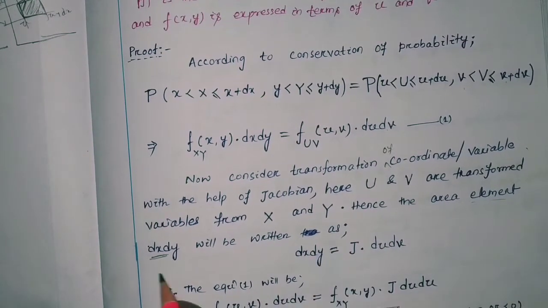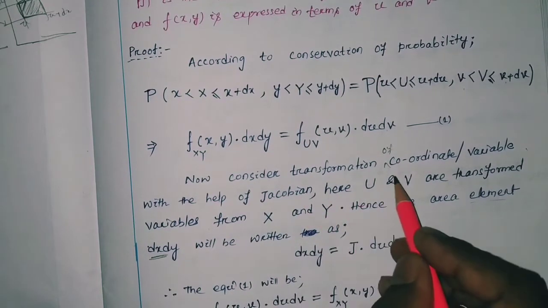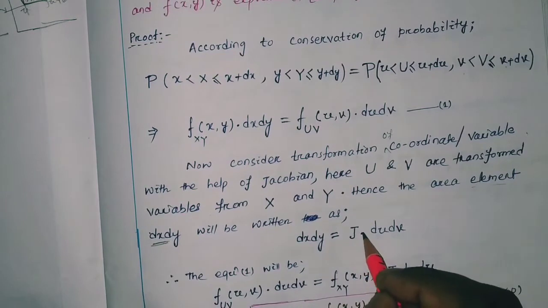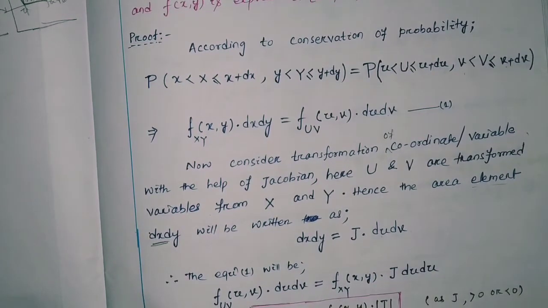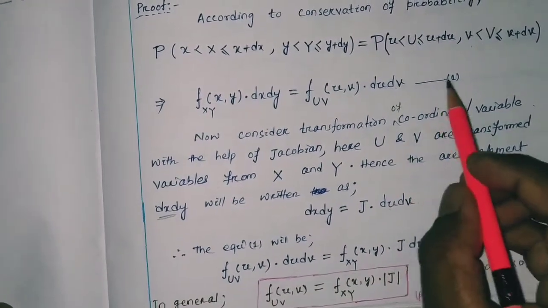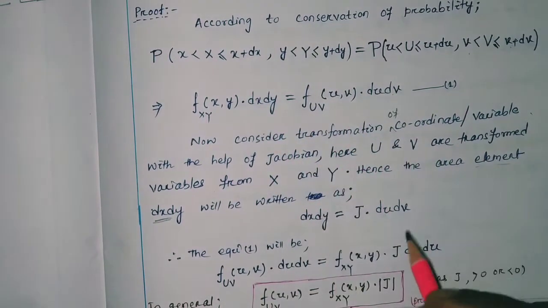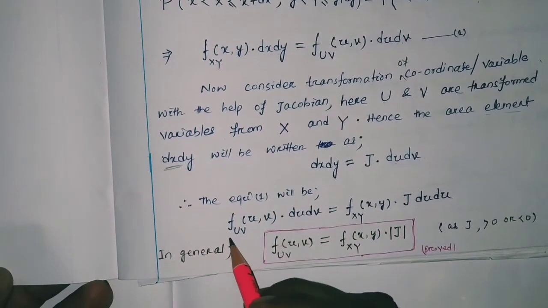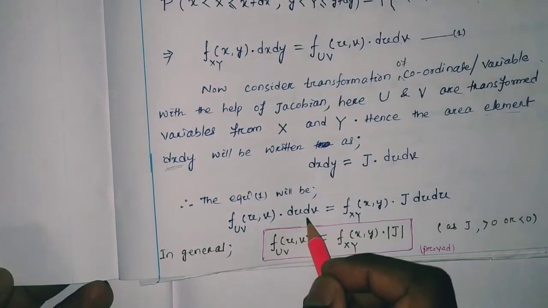This dx dy is transformed. That means xy is transformed to uv. So the area element will be written as Jacobian into du into dv, which we have already discussed previously. So in equation number 1, instead of dx dy we have to write J into du dv. So equation number 1 will be f of uv into du dv.